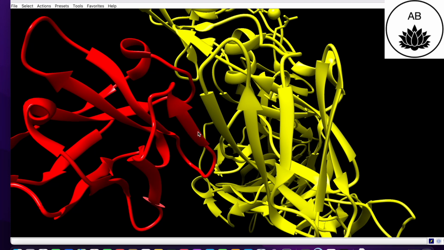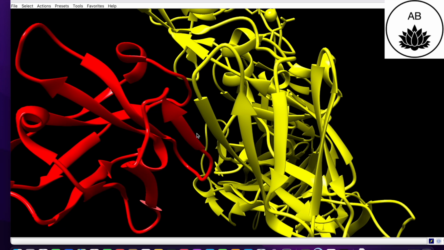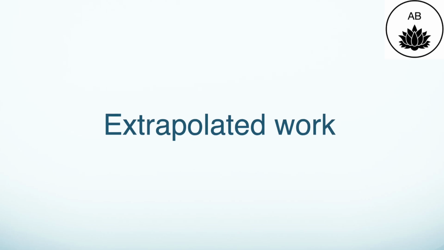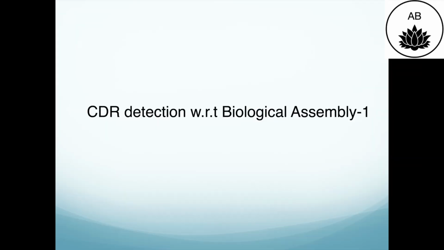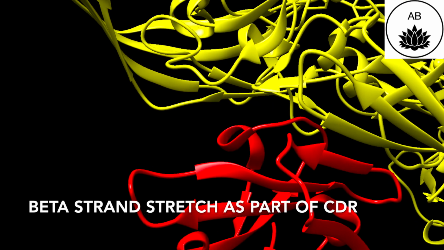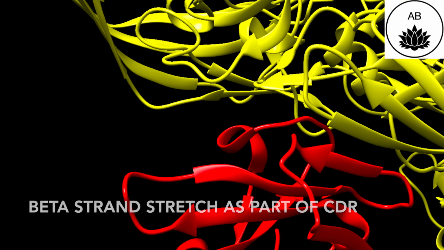This is for the antibody. Okay, for the antigen, the residues are lysine 490, arginine 491, and so on. For now, we will just talk about the antibody. Considering the intermolecular interactions in the biological assembly 1, we will try to see if the software had been able to detect the 58 to 60 residue stretch, the beta sheet stretch on the antibody, as the CDR.